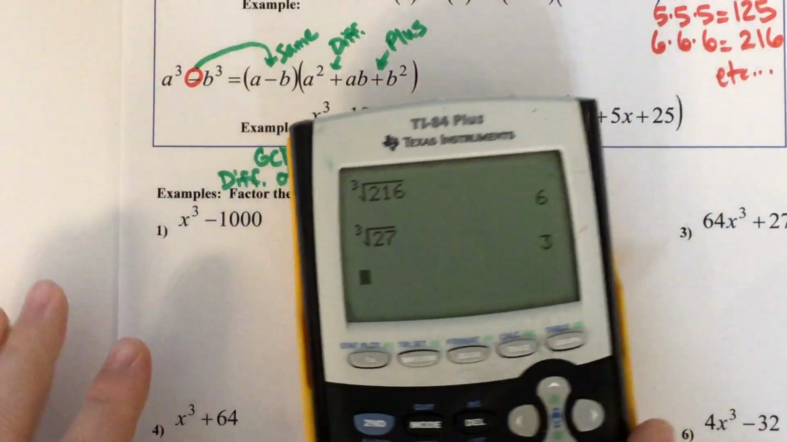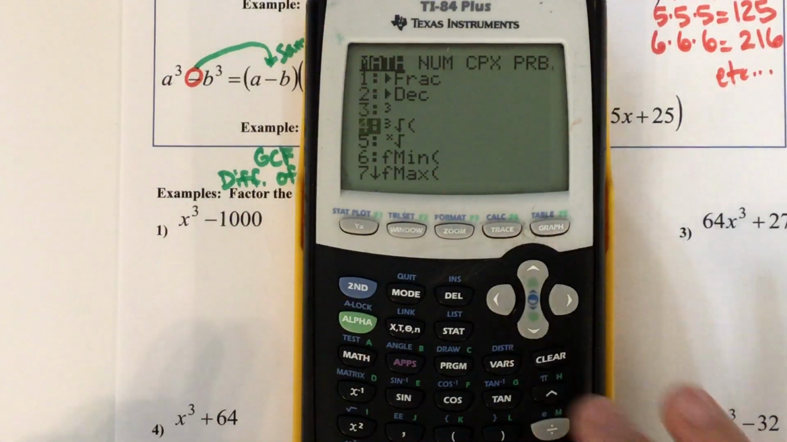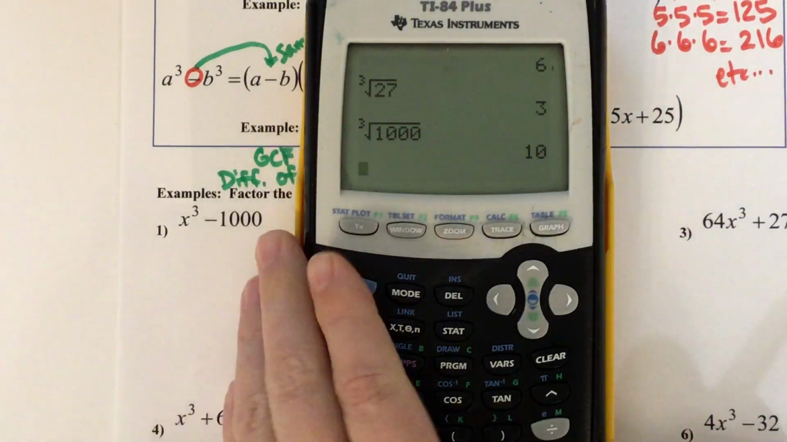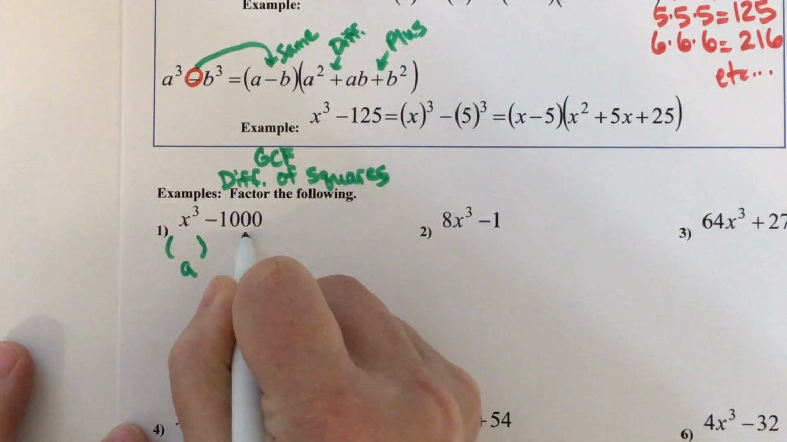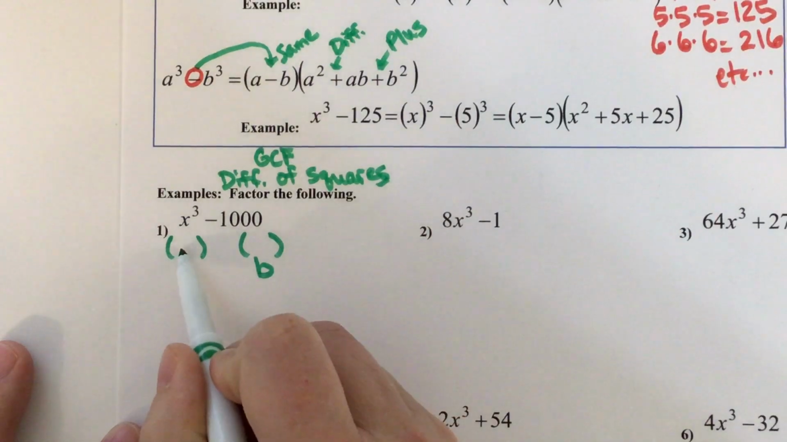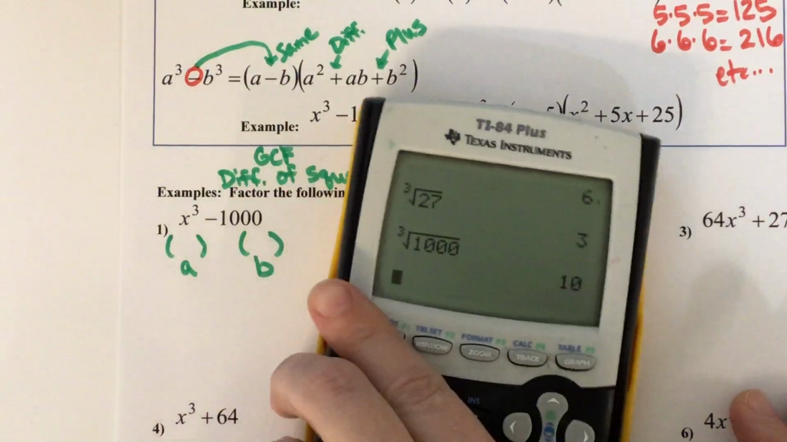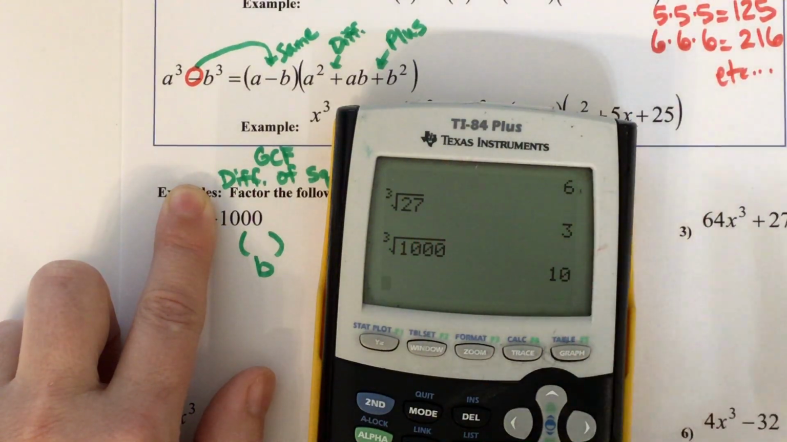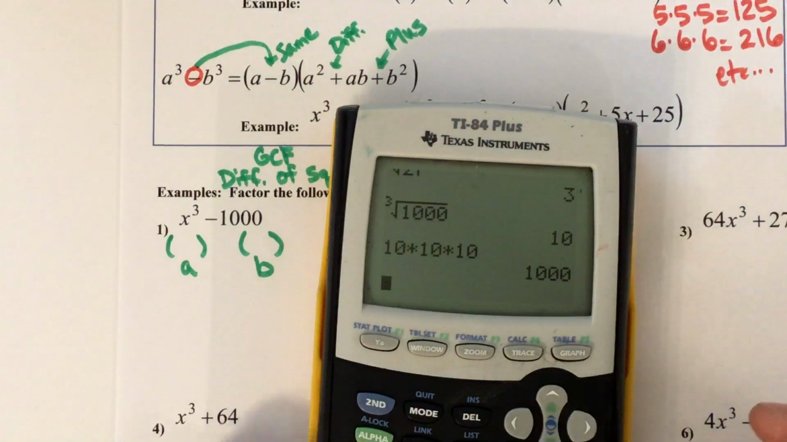Let's see if I can take the cubed root of 1,000. So I go to Math, down to number 4. And let's see, the cubed root of 1,000. Sure enough, it's a 10. Okay, so we're going to figure out who A is, and we're going to figure out who B is. And they're always going to be positive. As soon as I do my same, different, plus, that takes care of the sign issues. All right, so B is the cubed root of the 1,000, and we know the cubed root of 1,000 is 10. And that's because 10 times 10 times 10 makes 1,000.